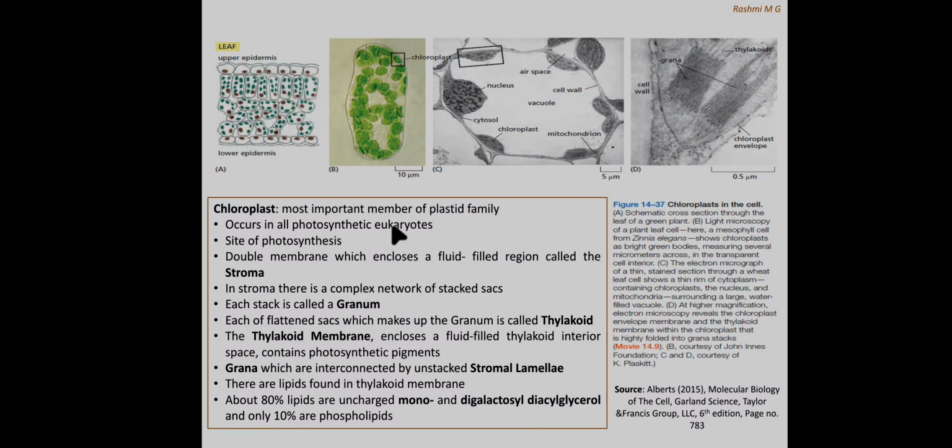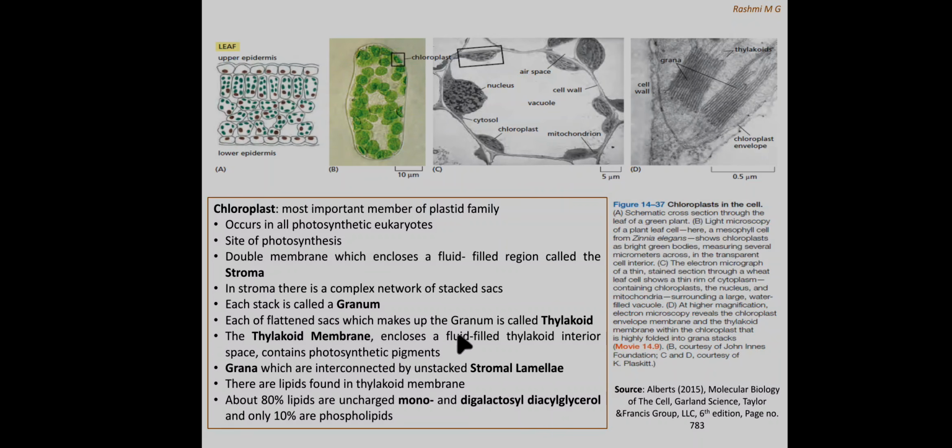The chloroplast is the most important member of the plastid family, occurring in all photosynthetic eukaryotes. It is the site of photosynthesis. It is a double membrane which encloses a fluid filled region called stroma. In the stroma, there is a complex network of stacked sacs. Each stack is called a granum, and each of the flattened sacs which make up the granum is called a thylakoid.